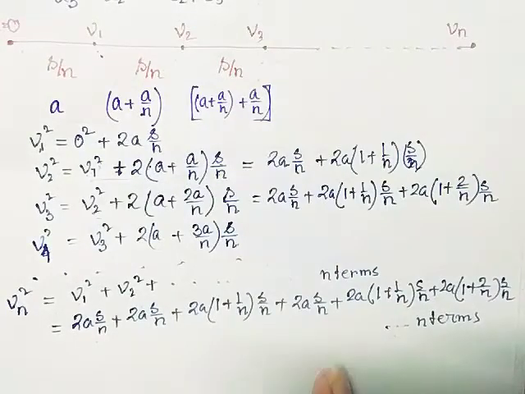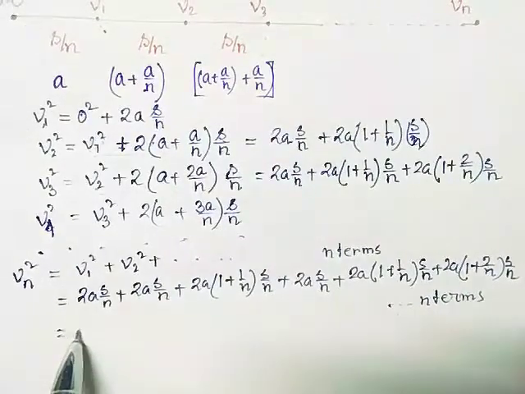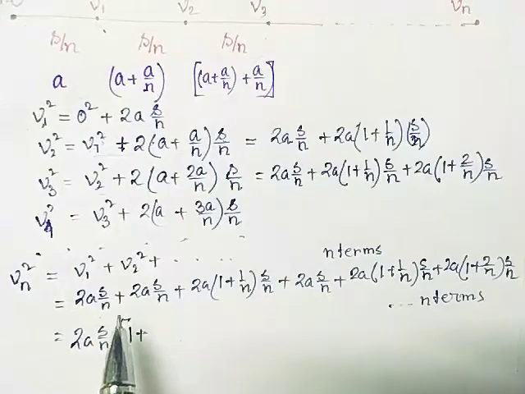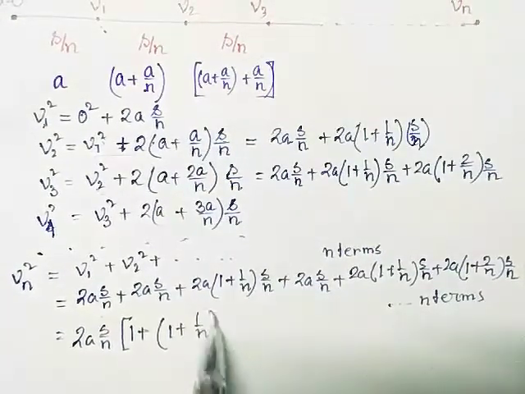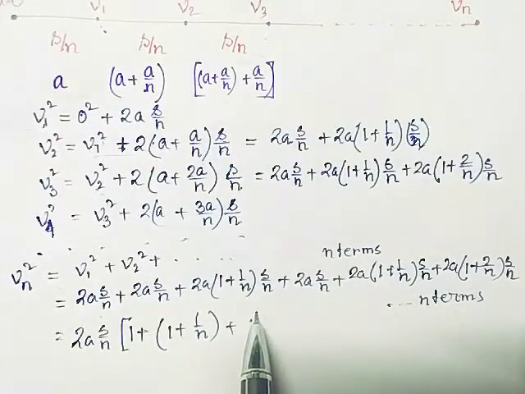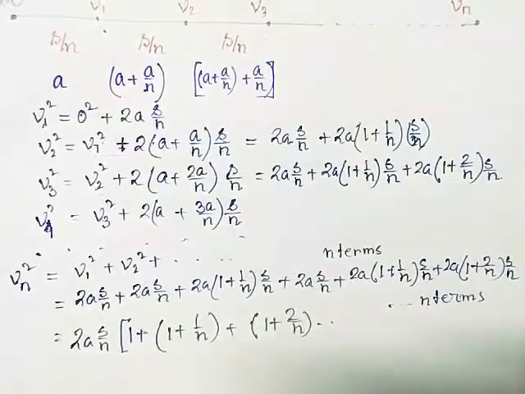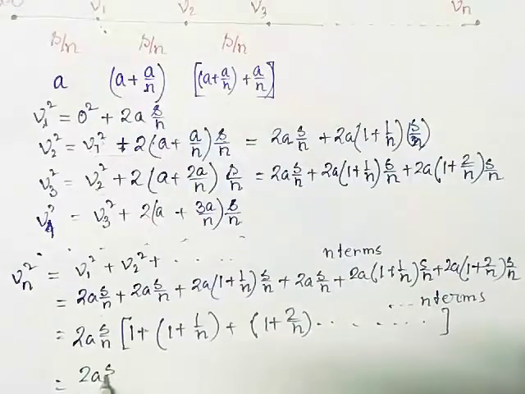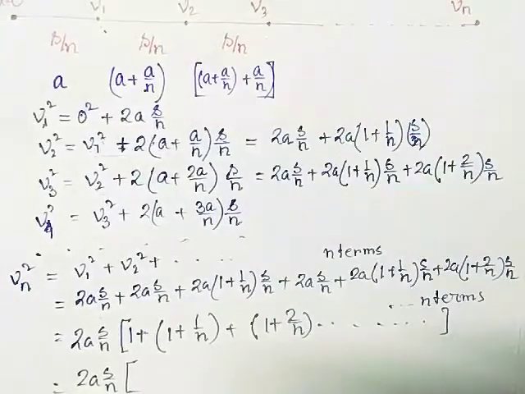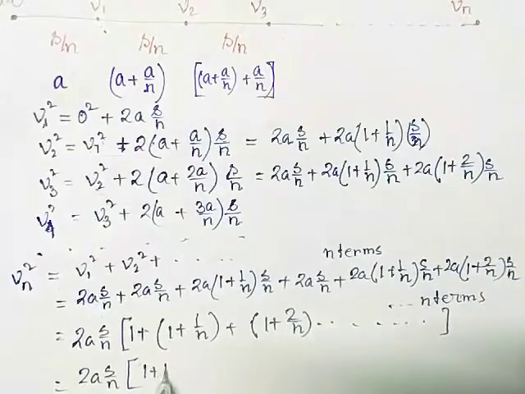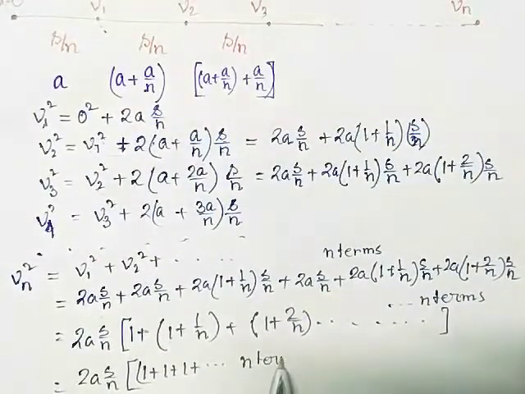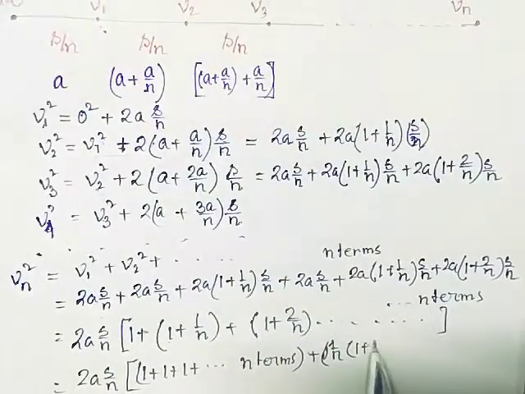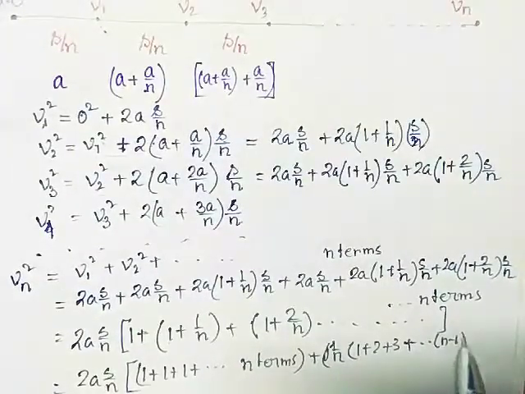So basically it becomes an arithmetic progression or series. If I take 2a s by n as common, I need not write it again and again. You can see from here it is 1 plus 1 by n, plus 1 plus 2 by n. These terms are repeated continuously up to n terms. So the 1 plus 1 plus 1 continues up to n terms, and the 1 by n term here, we can say it is 1, after that 2, after that 3, and this continues up to n minus 1 terms.